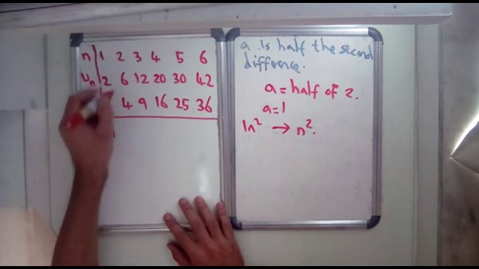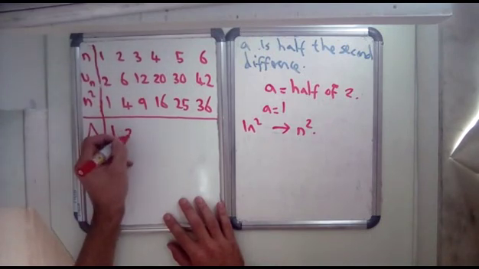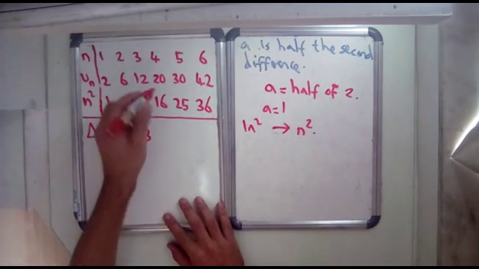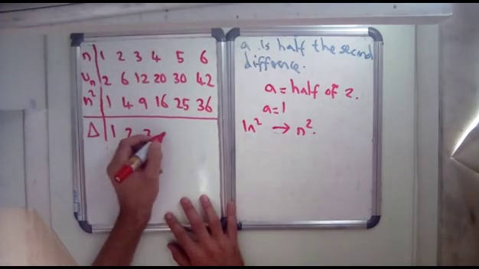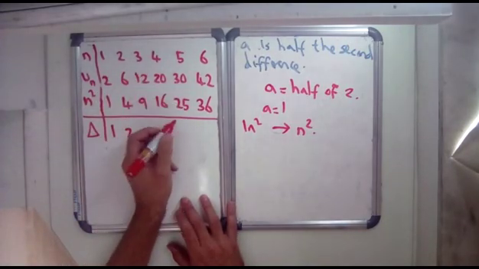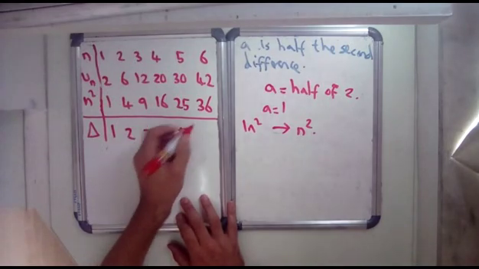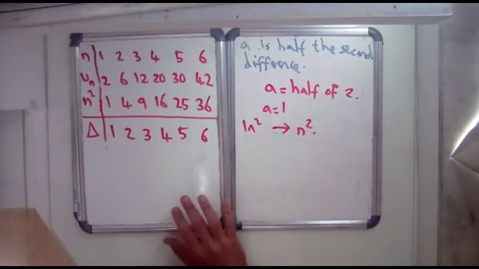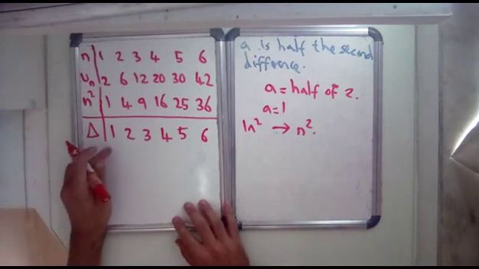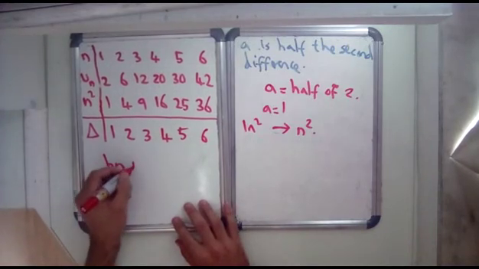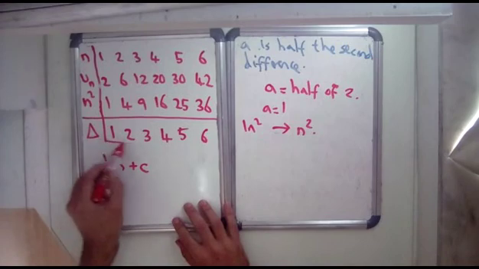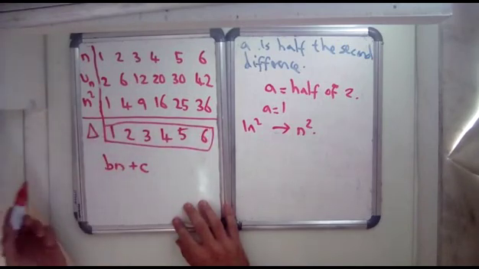So it's going to be 2 minus 1 is 1. 6 minus 4 is 2. 12 minus 9 is 3. 20 minus 16 is 4. 30 minus 25 is 5, and 6. So now my bn plus c is this, right? So basically, what is the nth term of that?